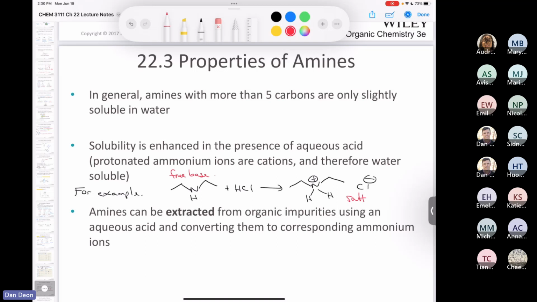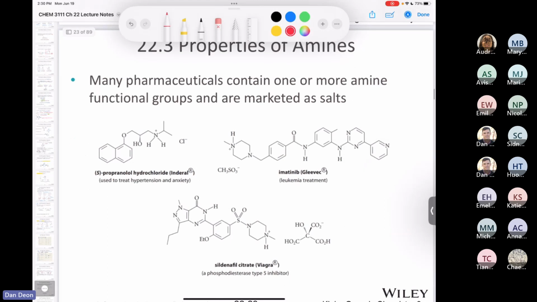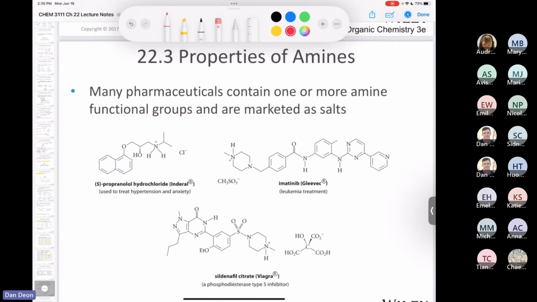If you have an amine in there, you treat it with aqueous acid, and that's going to go into the aqueous phase, whereas the organic compounds that aren't salts are going to go into the organic phase. Now, going back to this whole idea of making salts, the reason that a chemist has to understand that very well is because lots of drugs are actually marketed as salts, and you can see some examples here.